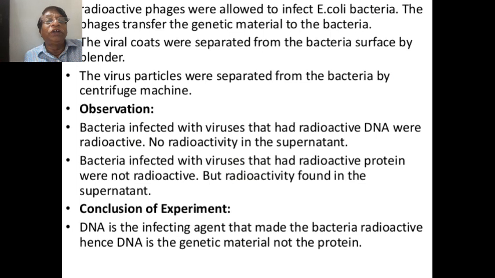How are the virus particles separated from the bacteria? By the centrifuge mechanism. When centrifugation is done, 2 layers are formed depending upon the density. Now the observation. Bacteria infected with viruses that had radioactive DNA were radioactive. No radioactivity was found in the supernatant.